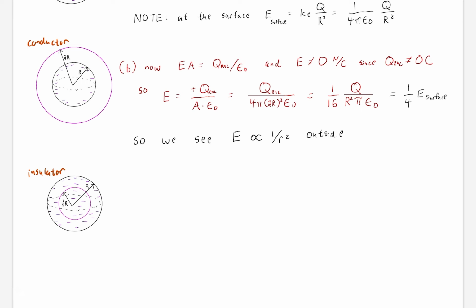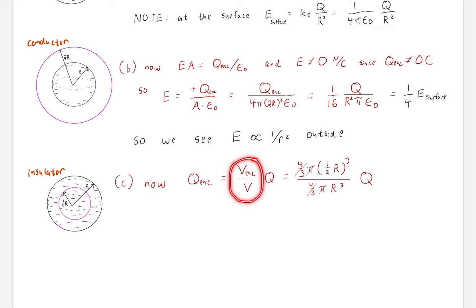That's a really interesting idea. So there's charge all throughout it. There's some on the surface, but there's some in the middle too. So the enclosed charge is going to be equal to the proportion of the enclosed volume over the total volume, that's the total volume, V, times the total charge. Well, that makes sense. Of course that makes sense.